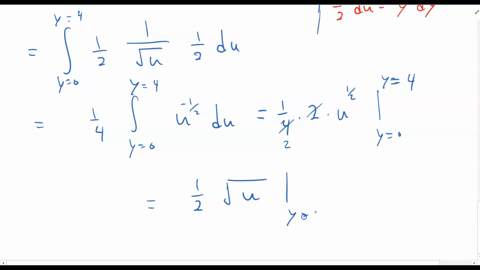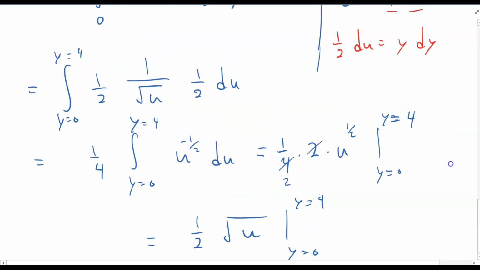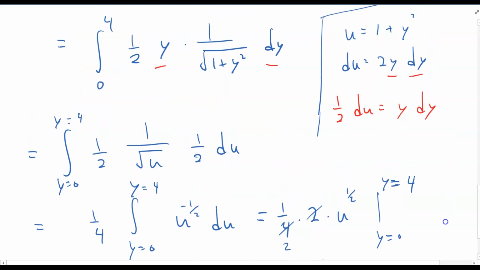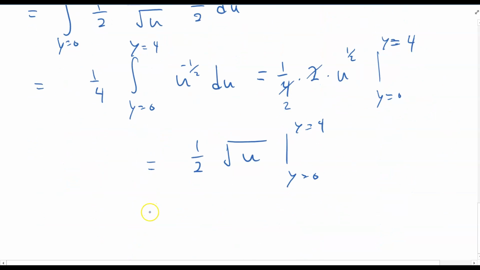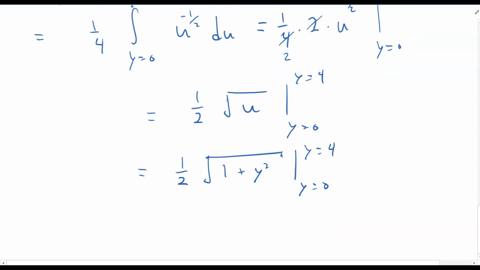And now we have to evaluate that, but one more thing to do. We cannot plug in 4 for u and 0 for u and subtract. We have to backfill this. If we're not going to change the limits of integration, we have to undo our change of variables by replacing u back by 1 plus y squared to finish this. So we get 1/2 times the square root of 1 plus y squared. You could also change the limits of integration, put it all in terms of u if you like. Either way will lead to the same answer. It doesn't matter. It's a personal preference.